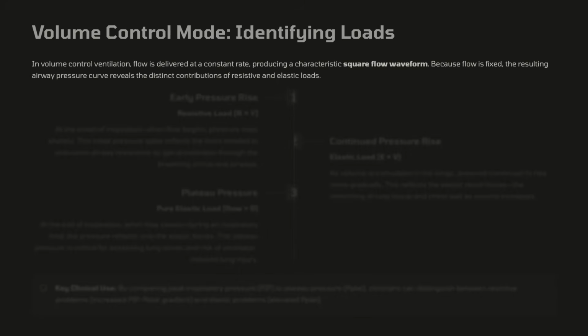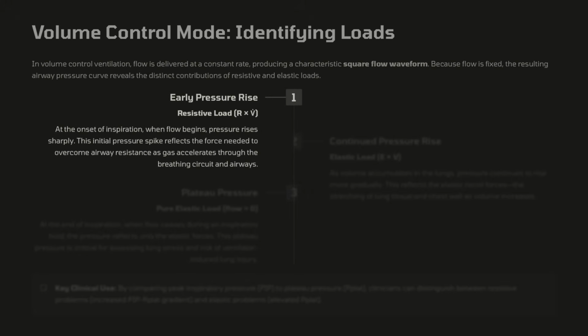So if we come now to the volume control, in volume control, the flow is delivered at a constant rate, producing a characteristic square waveform, and the resulting airway pressure curve reveals the distinct contributions of the resistive and the elastic loads. So the early pressure rise on the onset of inspiration when the flow begins is mainly for the resistive load. So the initial pressure spike reflects the force needed for the airway resistance as the gas accelerates through the circuit and the conducting airways.